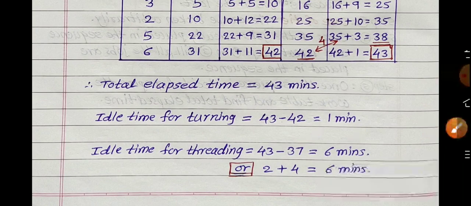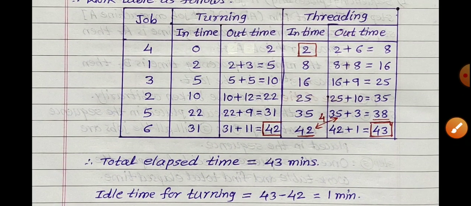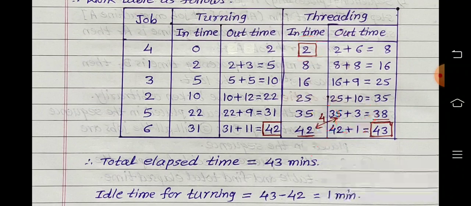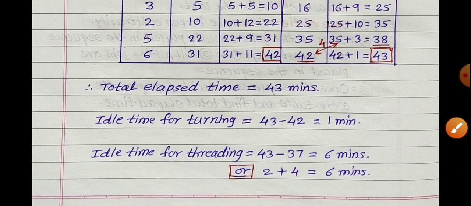Or the second way you calculate the answer: the second machine, that is the threading machine, starts from what? From 2 minutes. And what is the difference between these two numbers? That is a 4 here. We are making the addition of these two numbers, that number and the initial number. So 2 plus 4, answer is 6 minutes. We are getting the same answer.